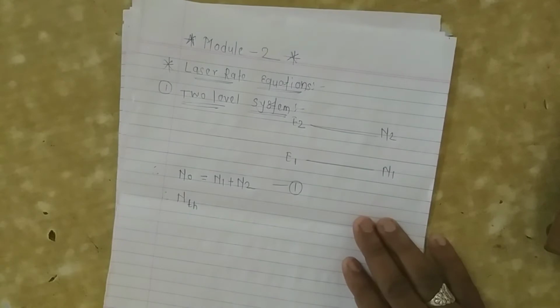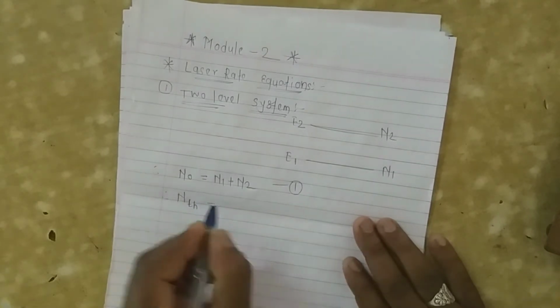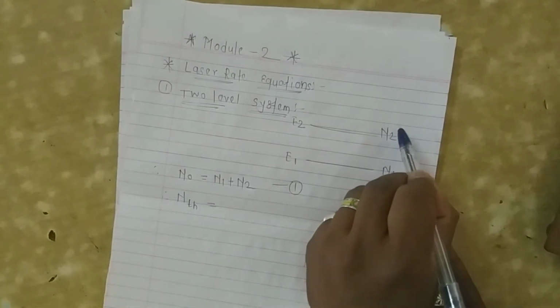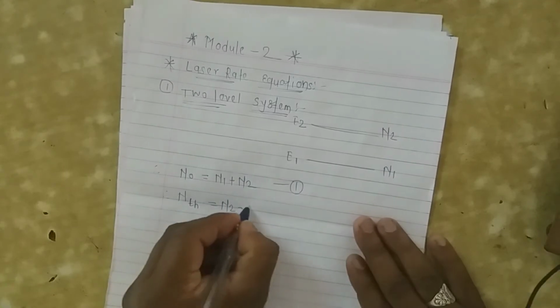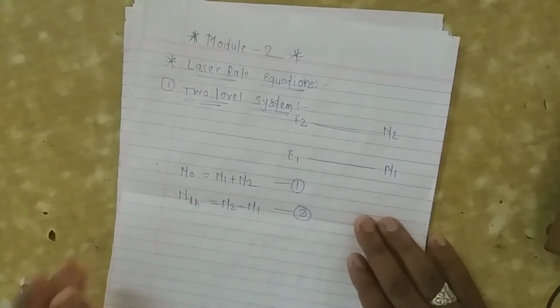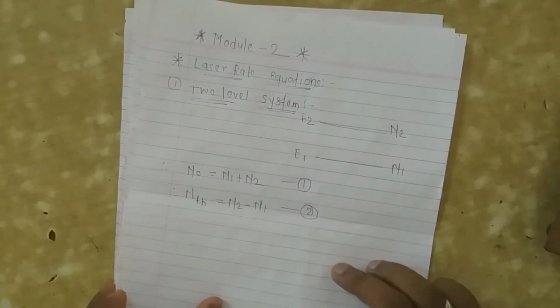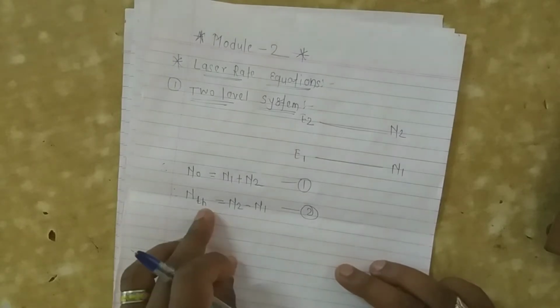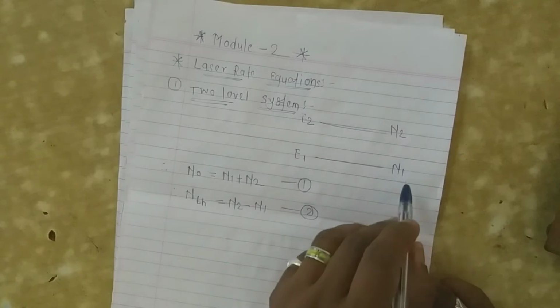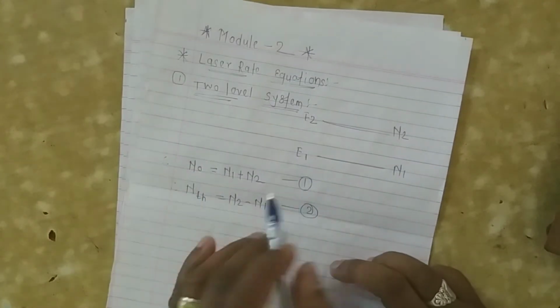The threshold population inversion density, that is the difference between the two populations, will be N2 minus N1, equation number 2. NTH is equal to N2 minus N1, the difference between the two populations. Threshold population inversion is N2 minus N1. That means lasing action will begin.